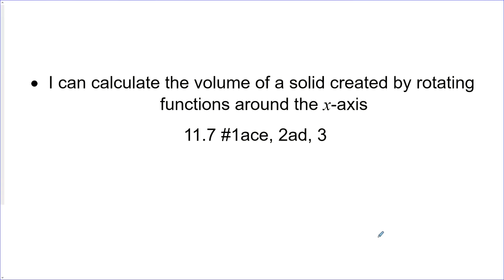Hopefully you can calculate the volume of a solid created by rotating the functions around the x-axis. Here's some questions from the textbook. Give them a try. See if you know what you're doing.